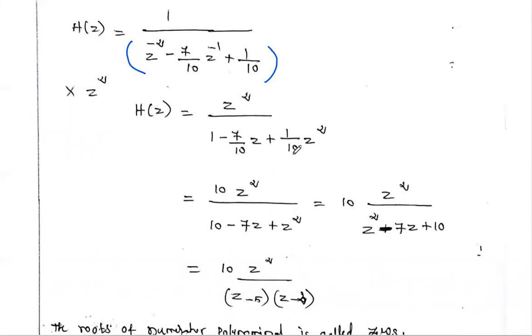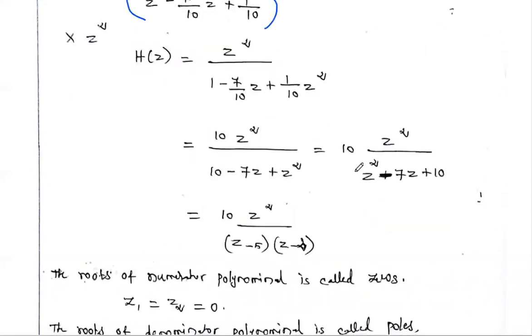In this, you just take the LCM. In the denominator, you take the LCM 10, then divided by 10, and that 10 you give to the numerator. So 10 z squared by 10 minus 7 z plus z squared. Okay, so this is H(z). This is the value of H(z). This is the system transfer function.